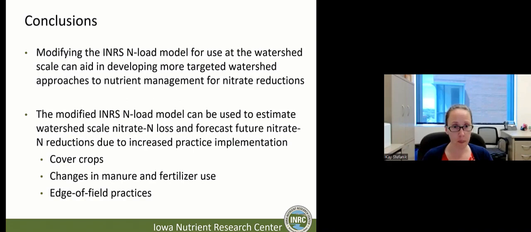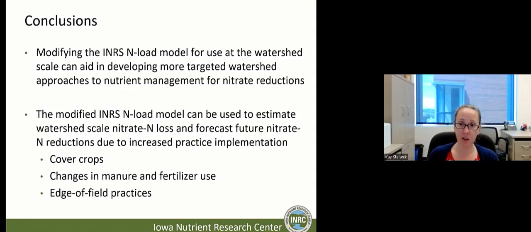And finally, while this modified end load model can be used to estimate watershed scale nitrate end losses, it also has the capability to forecast future nitrate reductions due to increased practice implementation. So implementation of things like cover crops, changes in manure or fertilizer use, or various edge of field practices. In that R code, we have factored in all of the various different scenarios that are run through the Iowa nutrient reduction strategy.